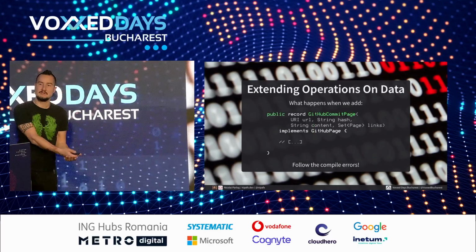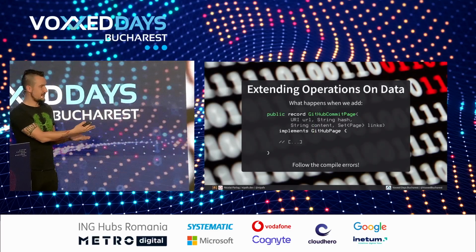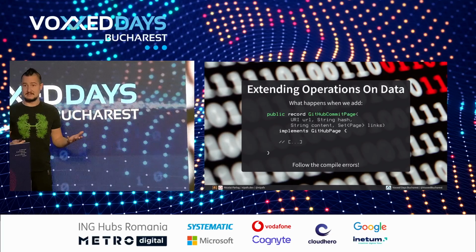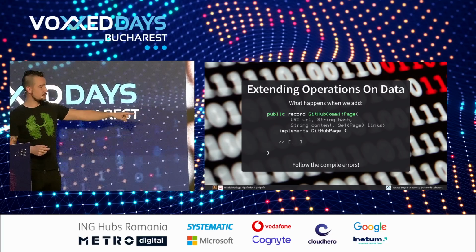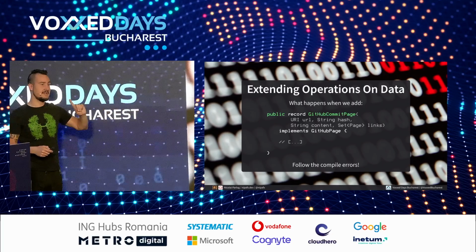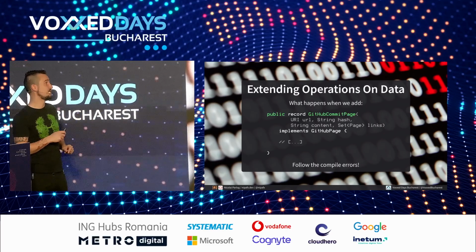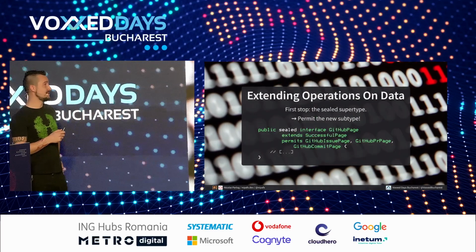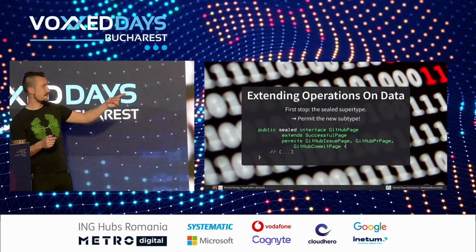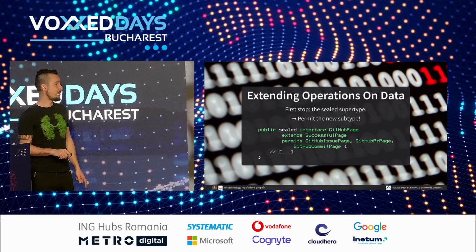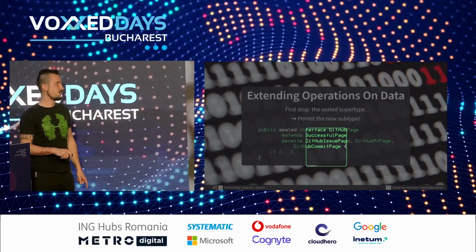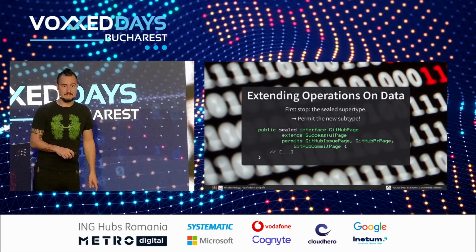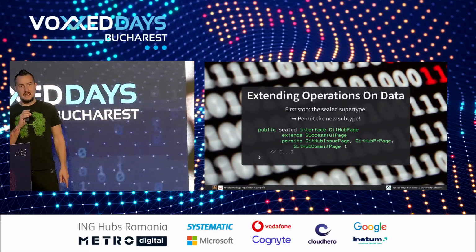Except we get a compile error, remember? Because GitHub page was actually sealed. So the compiler will tell us, no, no, no, you can't do this. This is not a legal subtype. It's like, okay, let's follow those compile errors. So the first stop is the sealed supertype. So we go to GitHub page and say, okay, GitHub page now also needs to allow GitHub commit page, right? And this is where it all blows up.